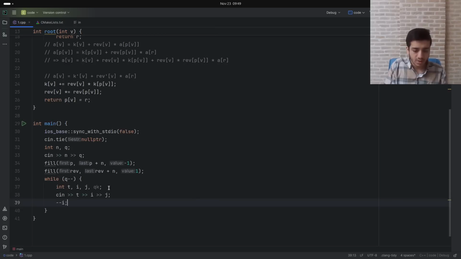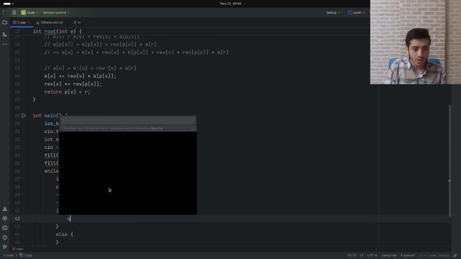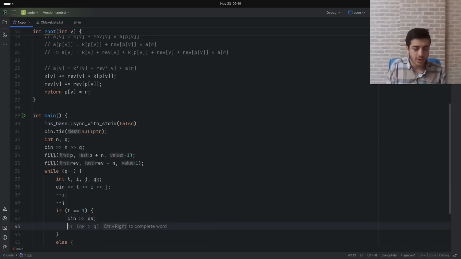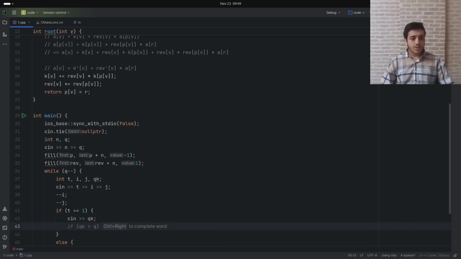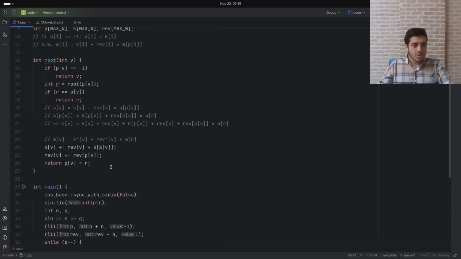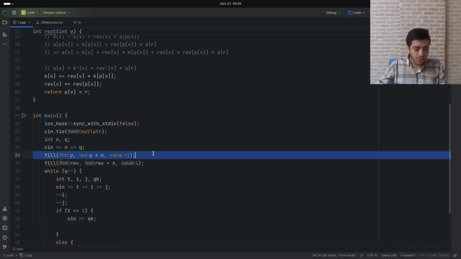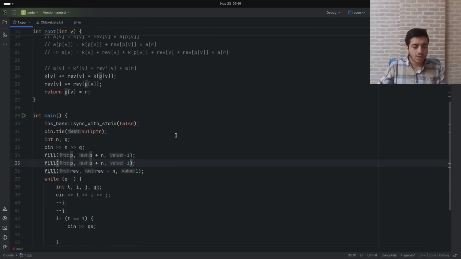I, J, if T is 1, and else, okay. And also, set all K to -1, because if for a root K is -1, I assume that we don't know that.